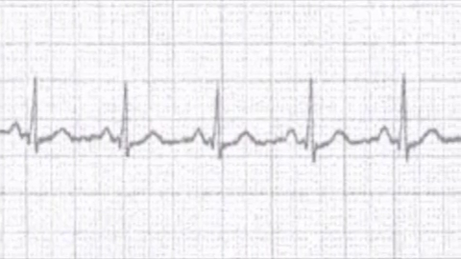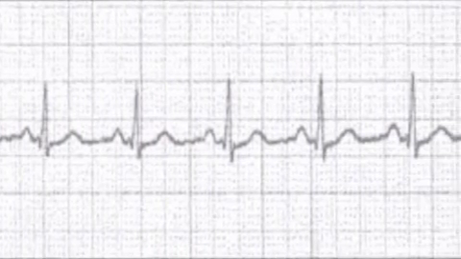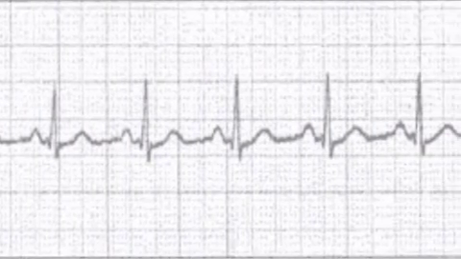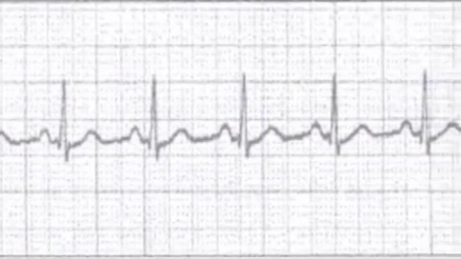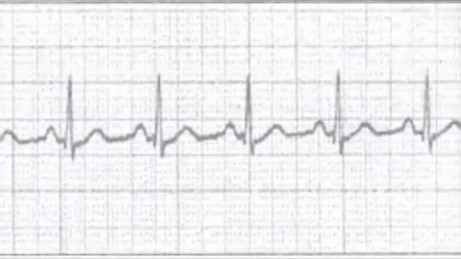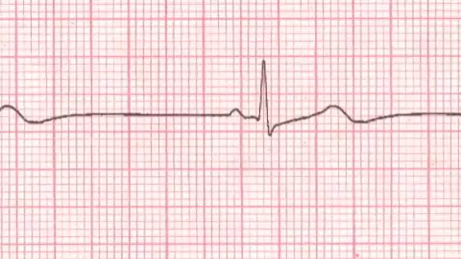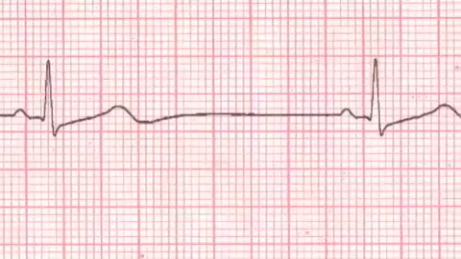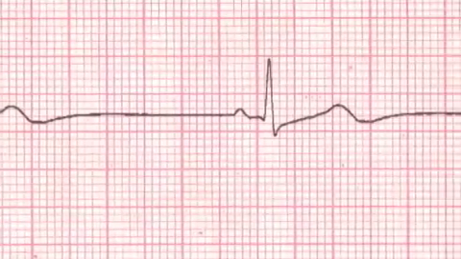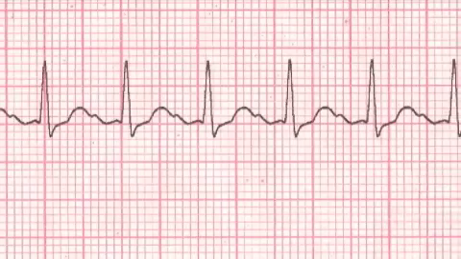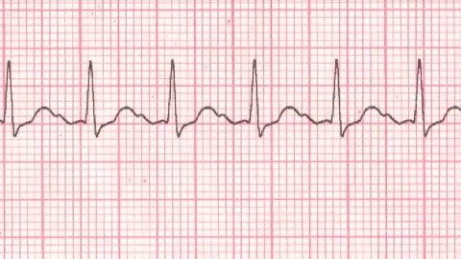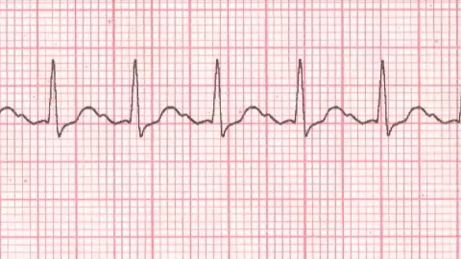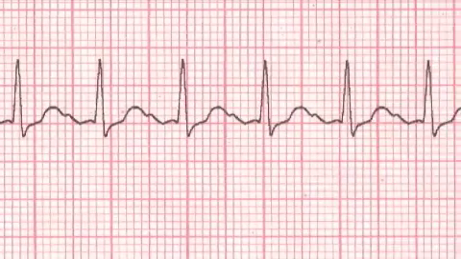Alright, let's start looking at our strips. This is normal sinus rhythm. The rate is approximately 75, the rhythm is regular, and all the parts are present. Next is sinus bradycardia. The rate is approximately 20, the rhythm is regular, and all the parts are present. This is sinus tach. The rate is approximately 150, the rhythm is regular, and all the parts are present.